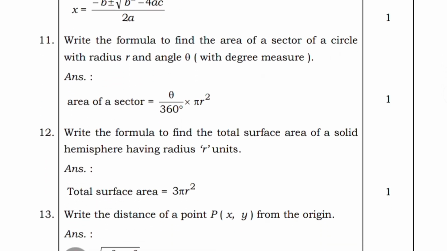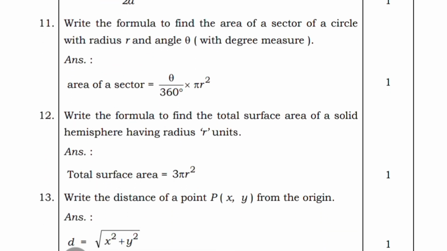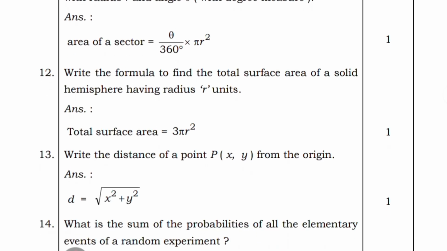Coming to the 11th question, write the formula to find the area of the sector of a circle with radius r and angle theta in degree measure. It is asked in brackets with degree measures. You should write the degree measures. Area of sector is equal to theta divided by 360 degrees into pi r square. You will get the 1 mark.